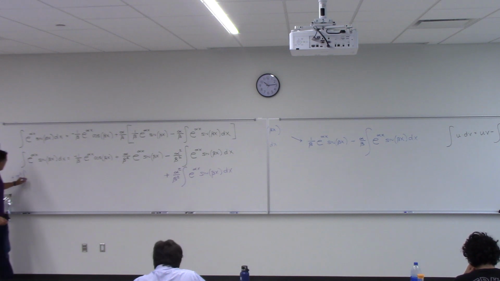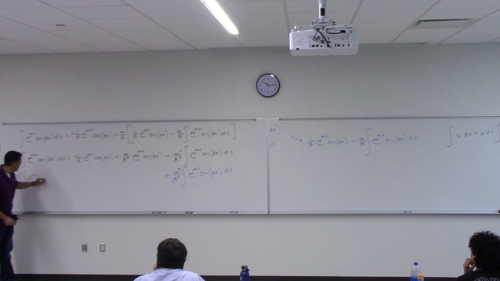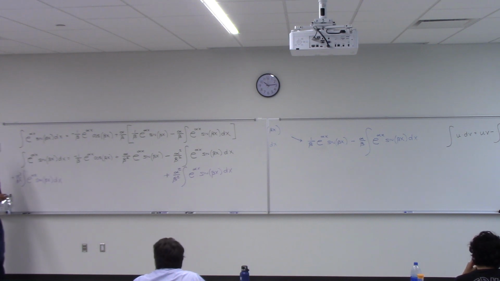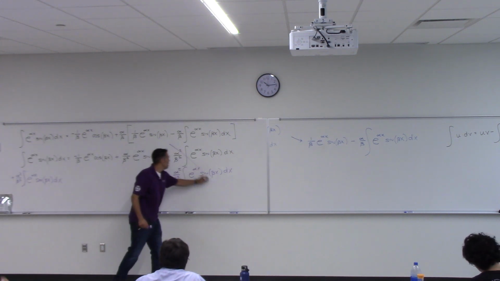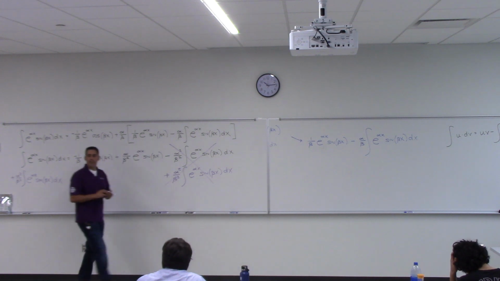squared e to the alpha x sine beta x. Am I allowed to do that? If I have an equation, I can add something to both sides, right? Because this was a minus, I can add it, and it goes away completely, doesn't it?